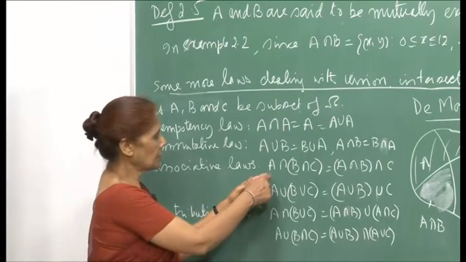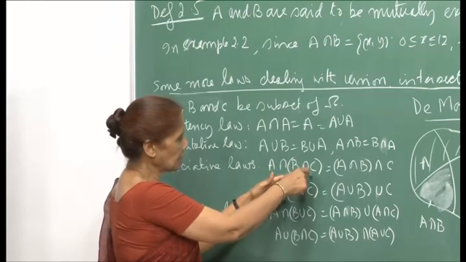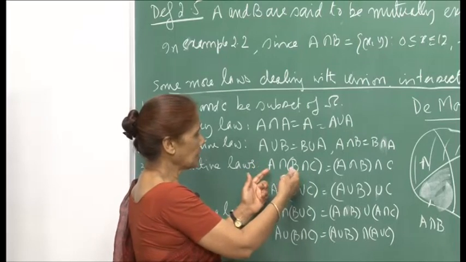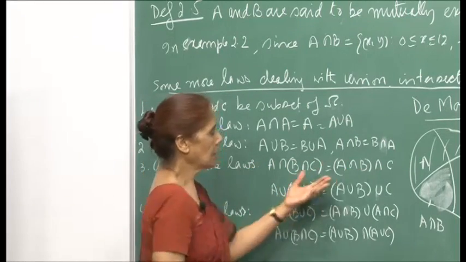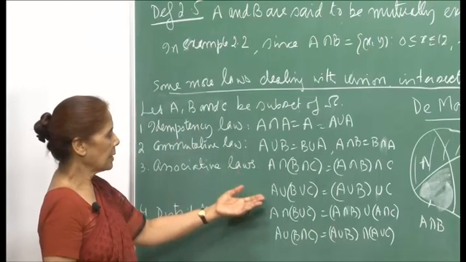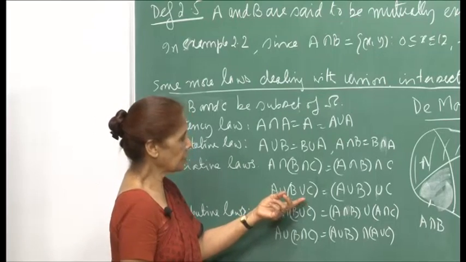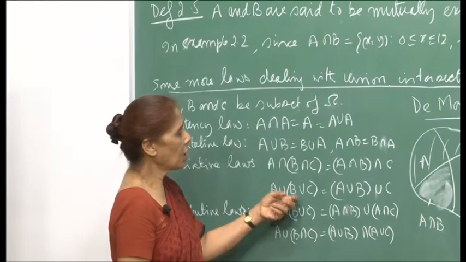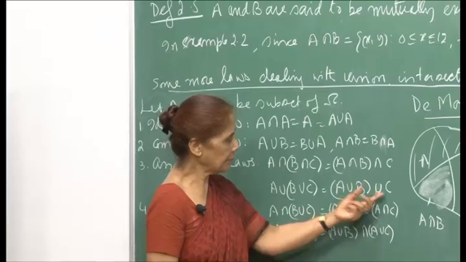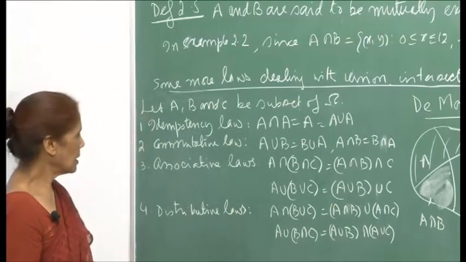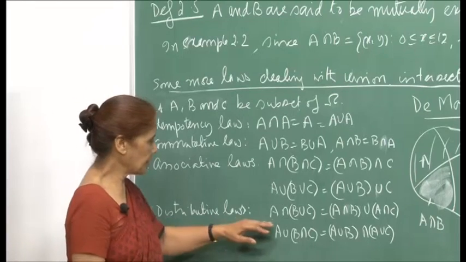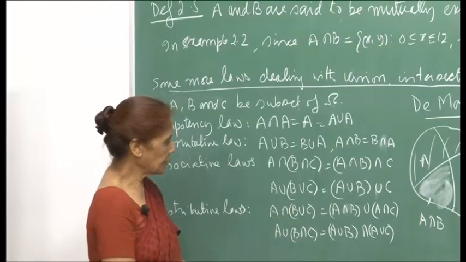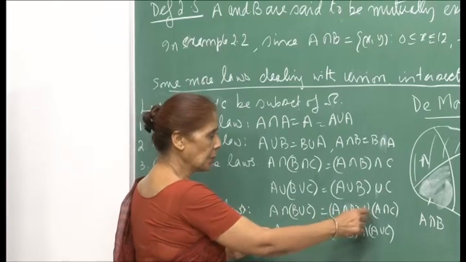Associative laws: if you are taking the intersection of A with the intersection of B and C, you can also write this as first taking the intersection of A and B and then taking the intersection with C. So, it does not matter, the associative law holds here. Similarly, with respect to union also, the associative law holds. That is, whether you add A to the union of B and C, or first take the union of A and B and then union with C, they are the same. Now, the distributive law is with respect to both operations, intersection and union. So, when you take A intersection B union C, you can write this as A intersection B, and then union with A intersection C.